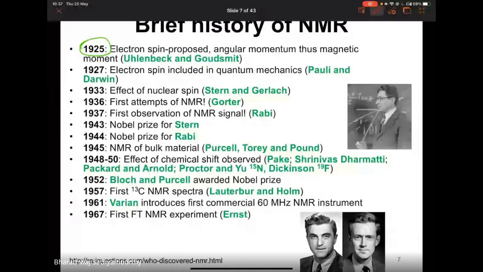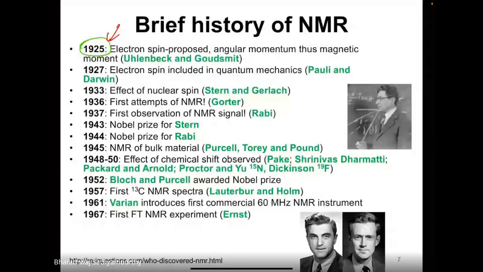It was back in 1925 that it was understood that the electron could actually possess a spin. And if the spin is present, then it results in something called an angular momentum quantum number, and that results in a magnetic moment, so we could actually exploit it in order to understand the features of a given element. In 1927, it was shown by Pauli and Darwin using theoretical approaches that an electron does have a spin.